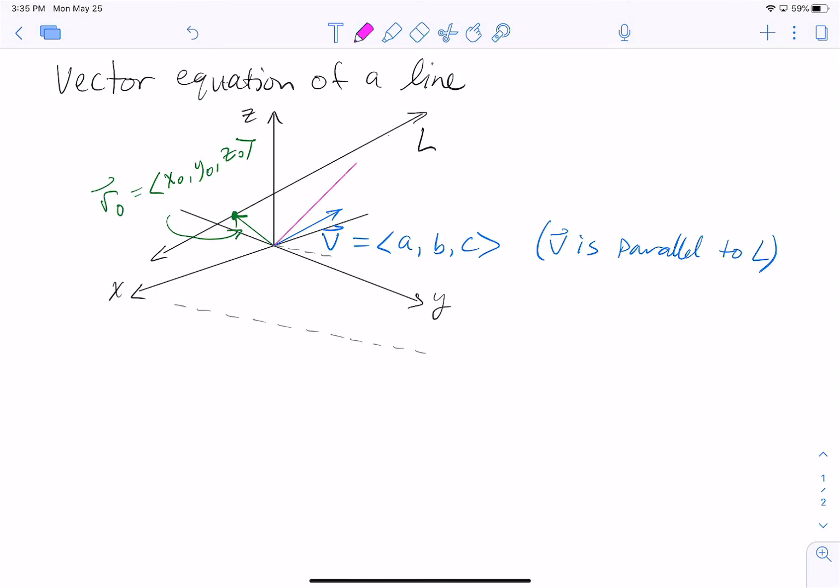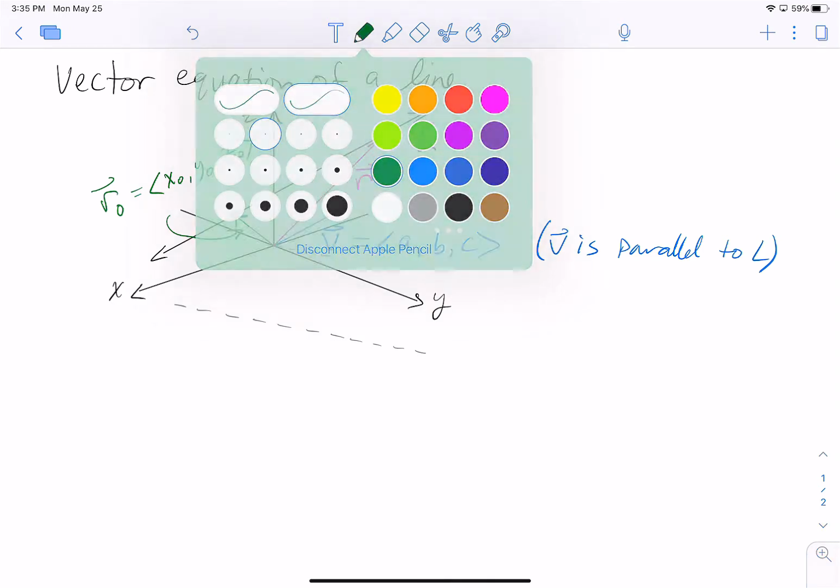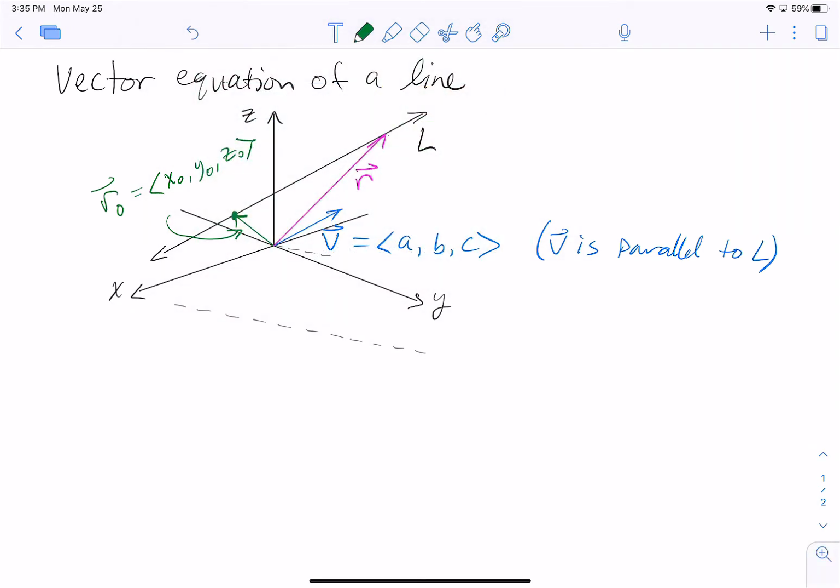Now I'm going to draw another vector to a point on the line L, and I'm going to call this new vector just R. The difference between R naught and R, in the way I'm thinking about this, is R naught is a fixed vector and corresponds to a fixed point on L. The pink vector R then corresponds to a random point on L. What we can say though is that R naught and R can be connected by a vector that, because it's parallel to V, can be expressed as a multiple of V, and so TV.